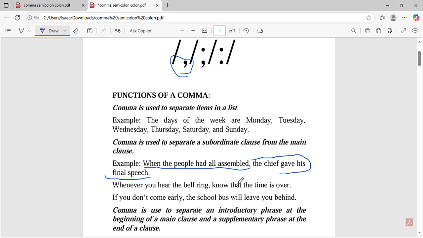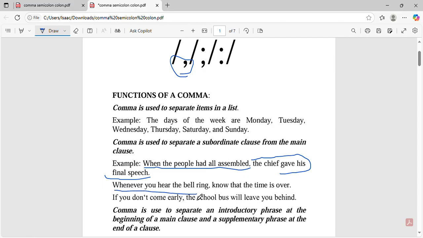But if the main clause is coming first, then your sentence will read this way. The chief gave his final speech when the people had all assembled. In that case, you're not going to put a comma at all because the main clause is coming first. But if you have the subordinate clause coming first, then it has to be a comma when the subordinate clause joins the main clause.